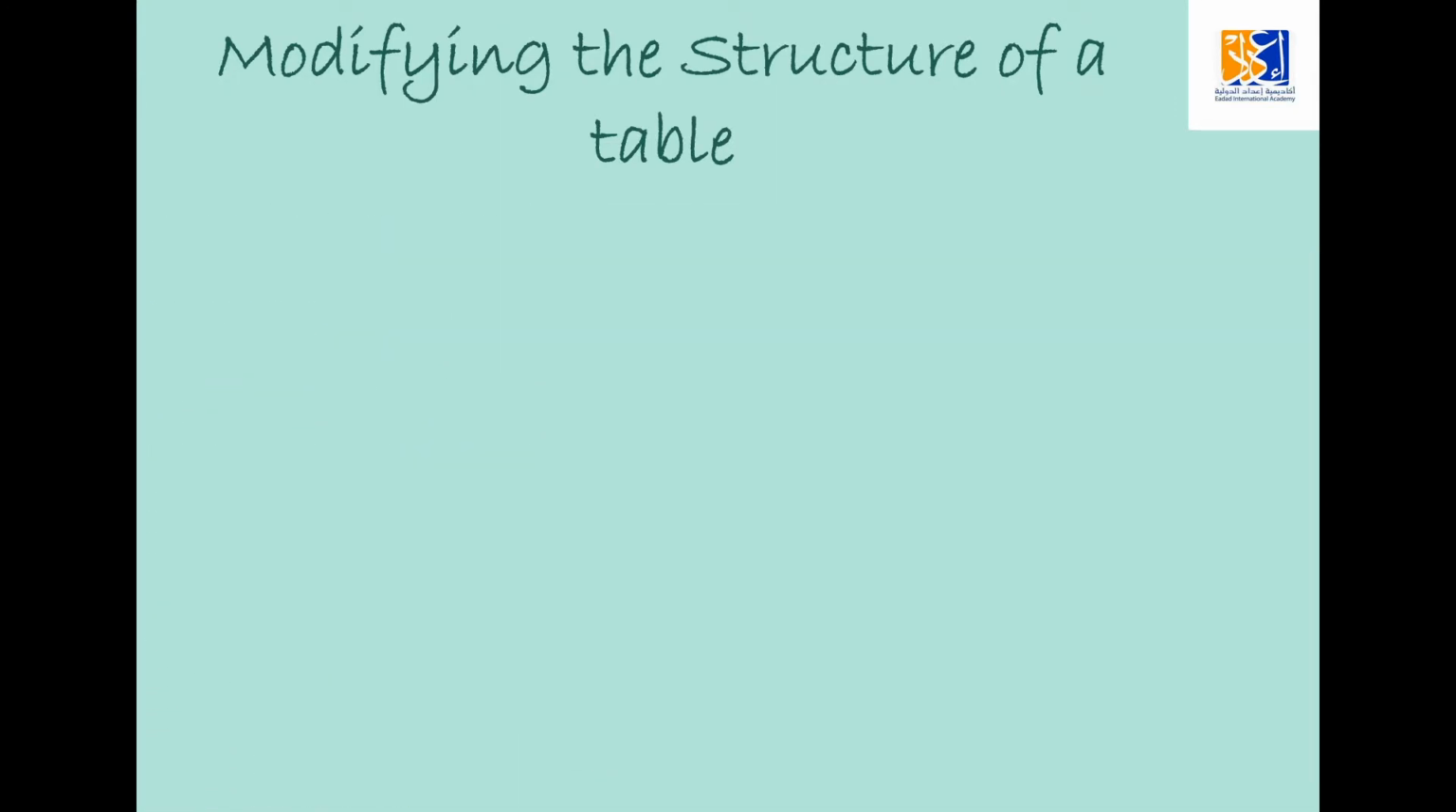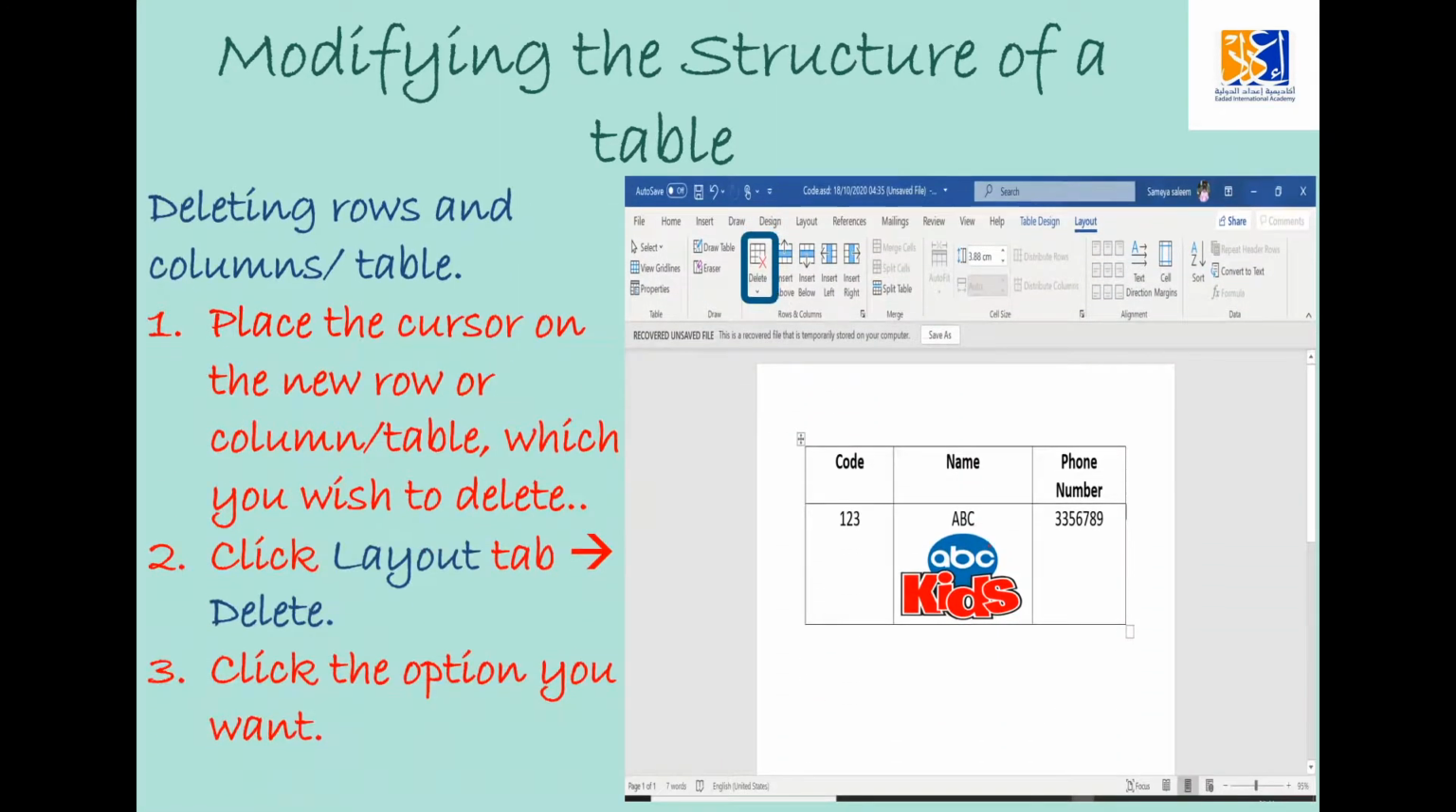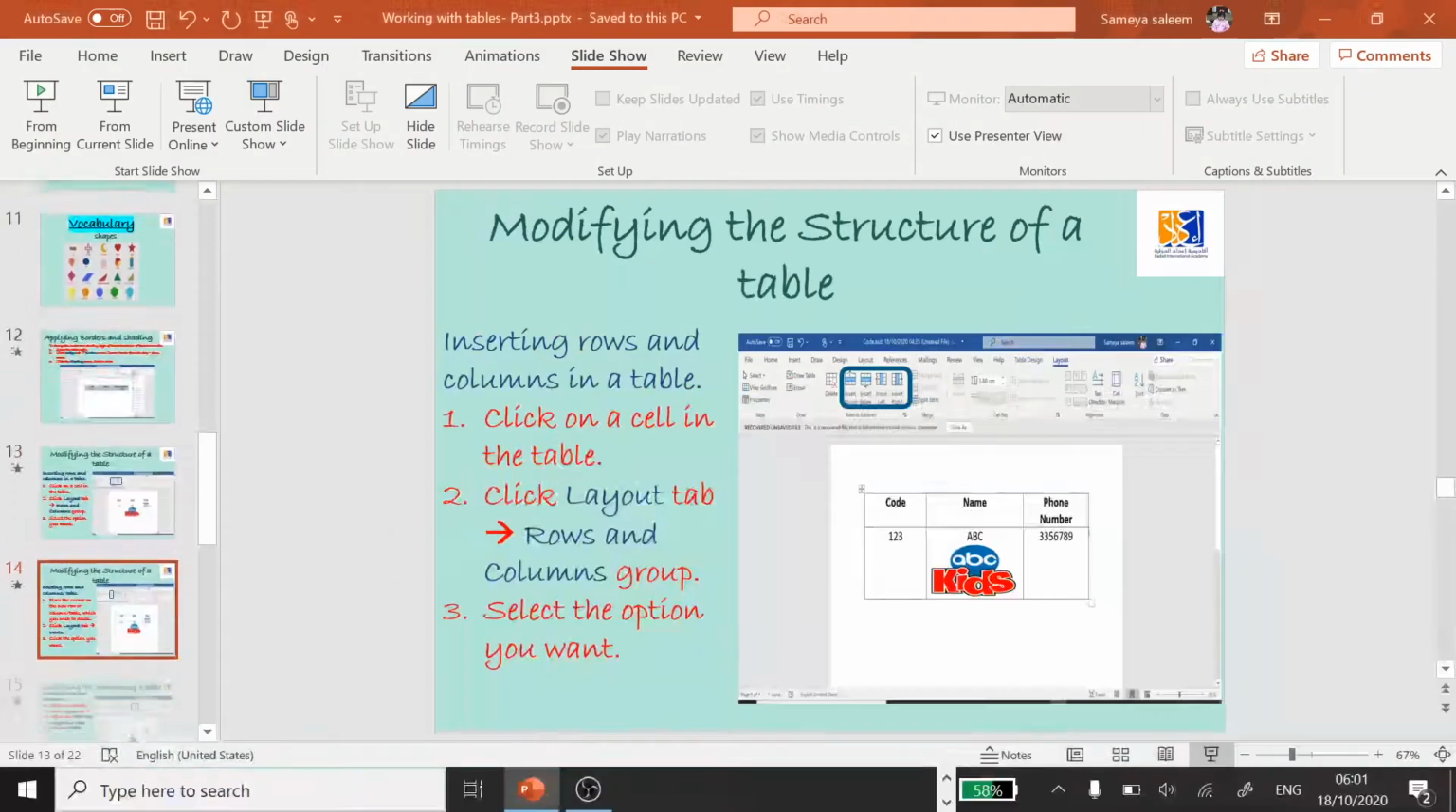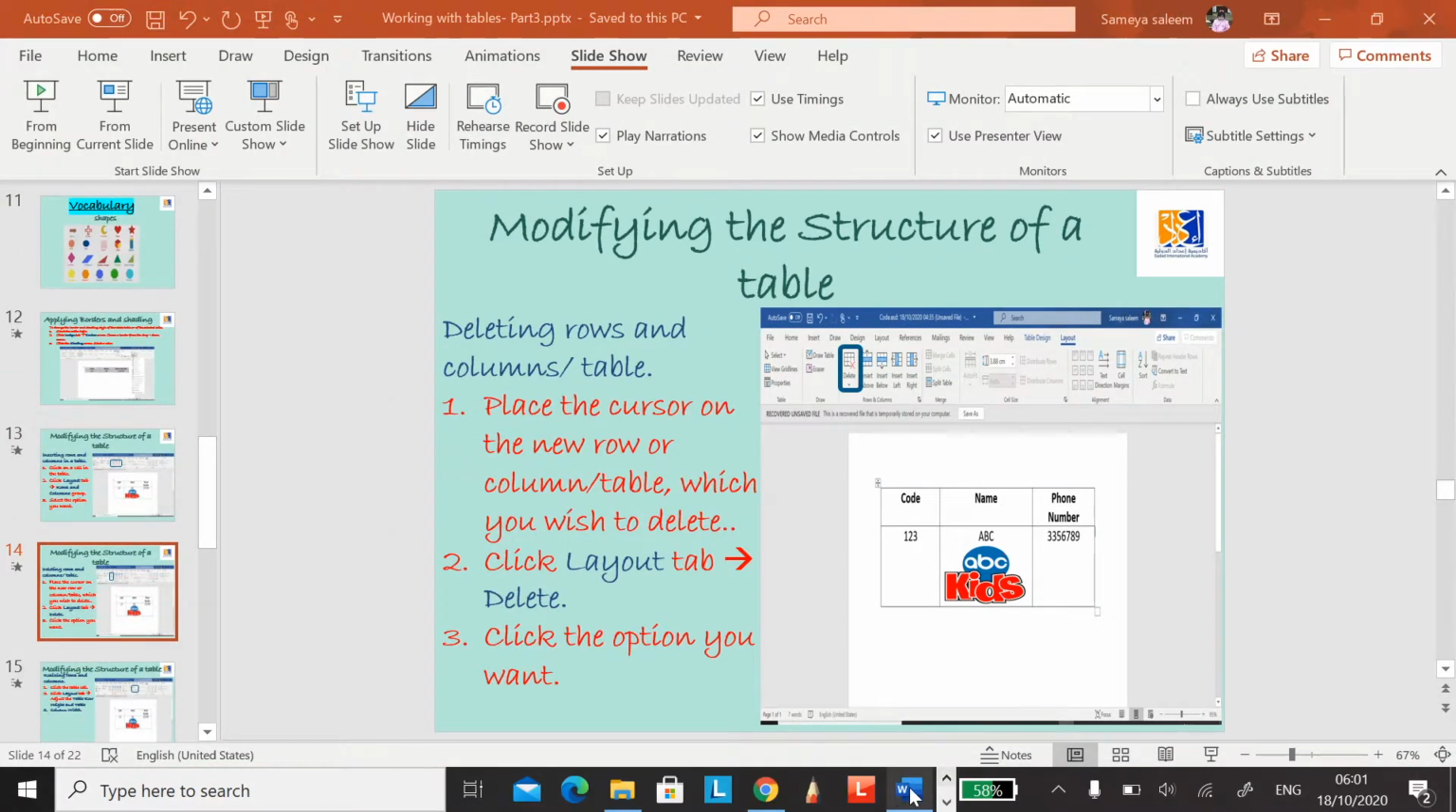So next, how to delete your rows and columns. The same way, place the cursor on the row or column or table which you want to delete. Then click the layout tab and delete. Click the option you want. Let me show you in my Microsoft Word again.